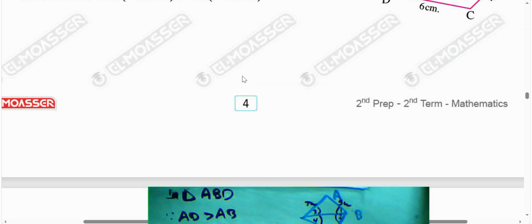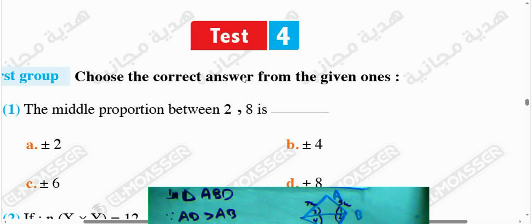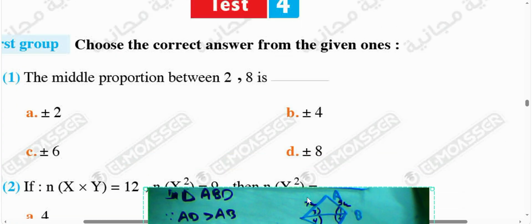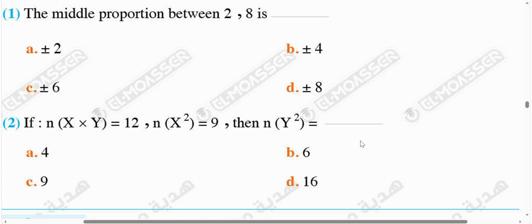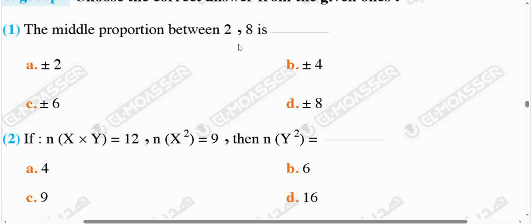I want you to solve it yourself. Question number 4. You can check the shortcut about this question. Solve it. Know the middle proportional: will it be positive or negative? What is 2 times 8? 16, and the square root of 16 equals 4. The result will be positive or negative 4.